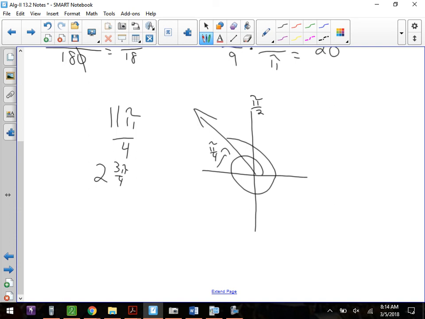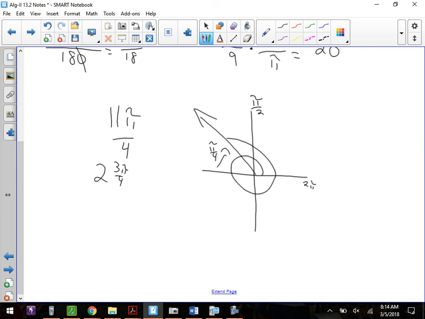Okay. In order for me to get to a whole pi, I'd have to add a fourth. Because right now I'm at 3/4. That's what I'm getting at. Remember, this is pi. That's how it works. So you get 2 pi.